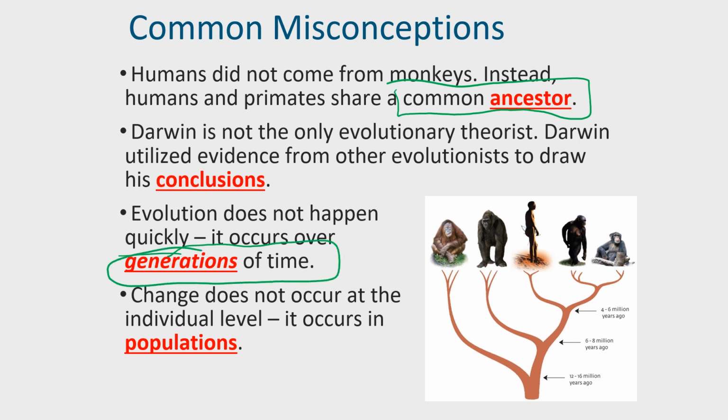Okay, now, the last one. Change does not occur at the individual level. It occurs at the population level. So one individual that inherited a characteristic cannot be said to be the evolution of the human race or that species alone. It must be passed on from one generation to the next at the population level.